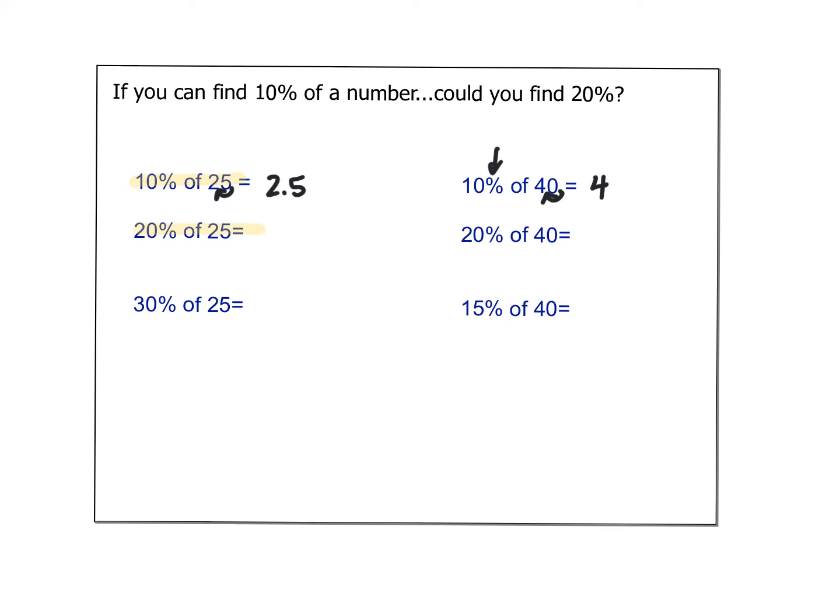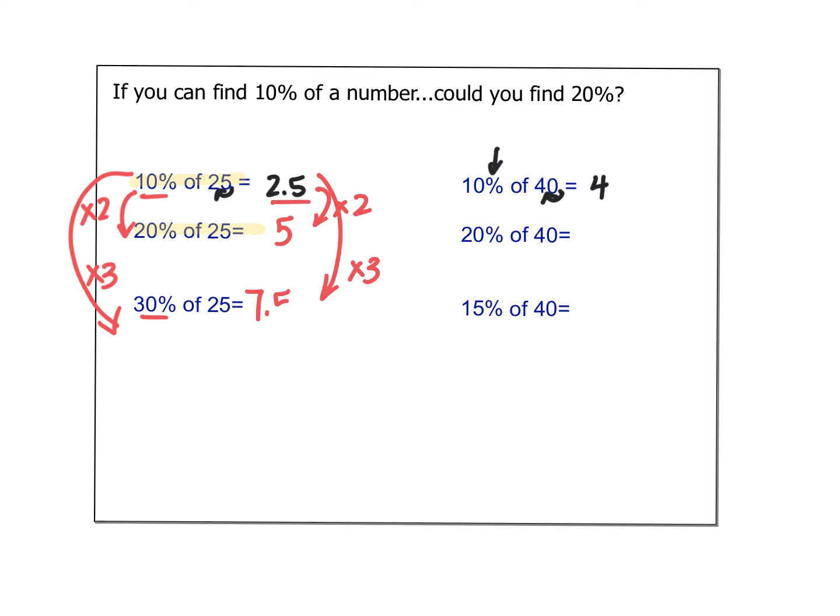So let's think about it. If you know 10% of 25 is 2.5, well, 20% should be double that. So if I double 2.5, I end up with 5. Okay, if you know 10% of something, you could find 30%. Okay, so if I know 10%, to get to 30%, that's triple. So if I triple 2.5, that ends up being 7.5.